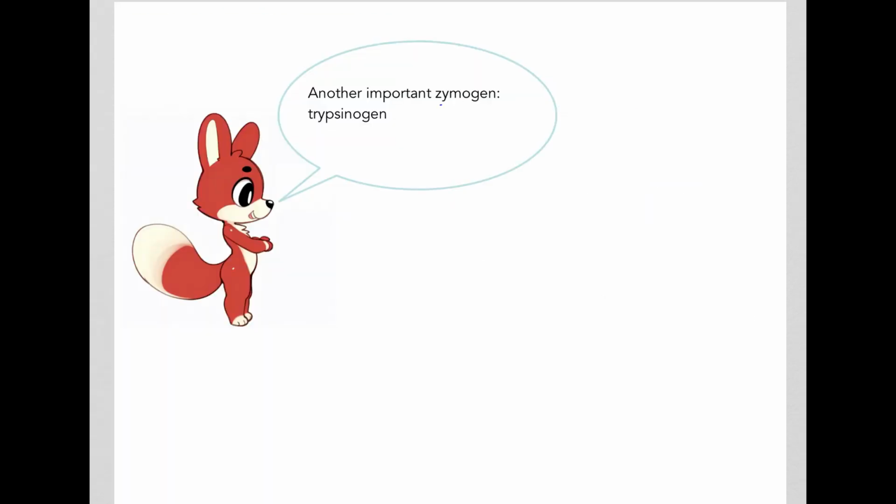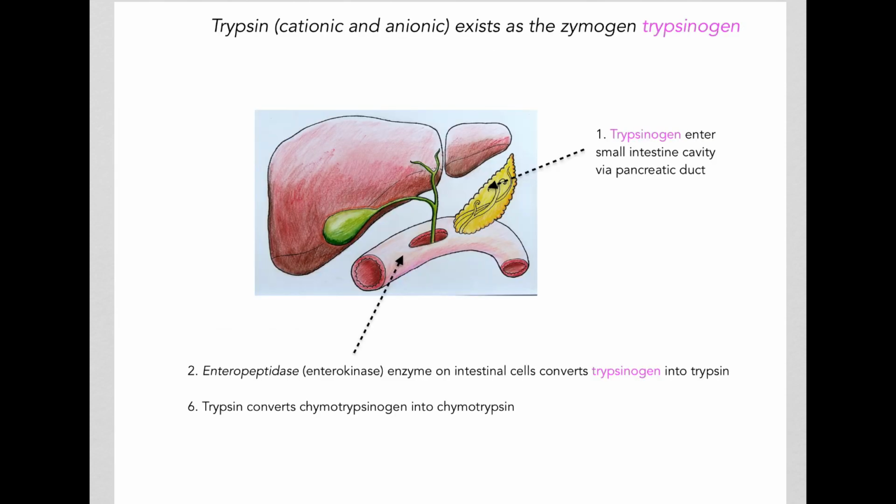Another important zymogen that comes from the pancreas is trypsinogen. Now, trypsinogen, again, from the pancreas will enter the small intestine via the pancreatic duct. And once it's in the small intestine, there is an enzyme called enteropeptidase or enterokinase. This enzyme is found on the surface of intestinal cells. And this enzyme will convert trypsinogen into active trypsin.